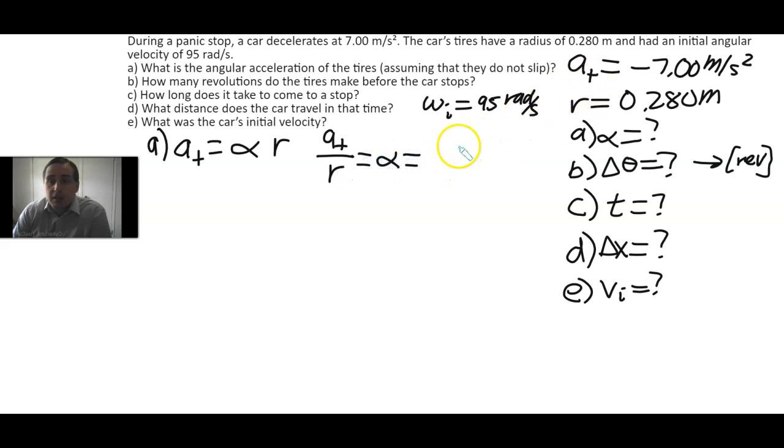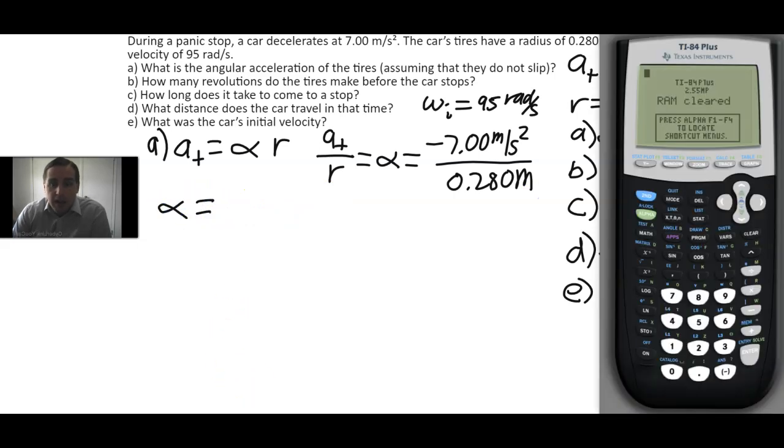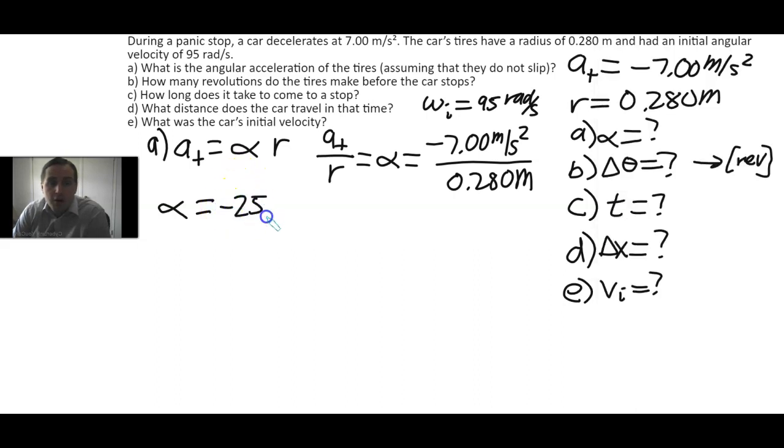Let's put the numbers in. That's negative 7.00 meters per second squared divided by a radius of 0.280 meters. So let's get alpha on the calculator: negative 7 divided by 0.28. We get exactly negative 25. And it's 3 significant digits, so let's write this as negative 25.0 meters per second squared. So this is our first answer.